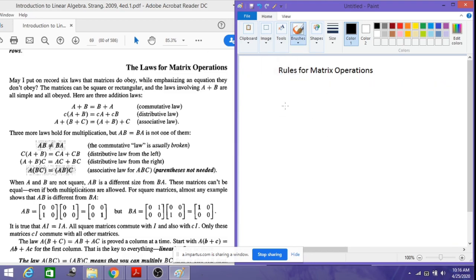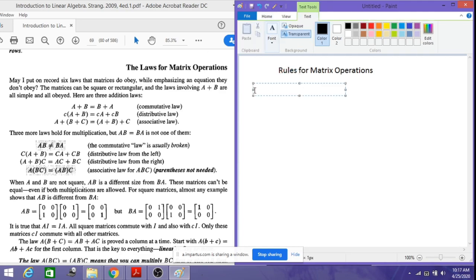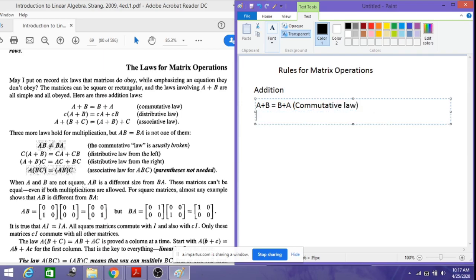Okay, so now we talk about the addition. Let's talk about the addition law. It is nothing but A plus B is equal to B plus A. It means you can add it the other way also, it is fine. So it satisfies the commutative law.